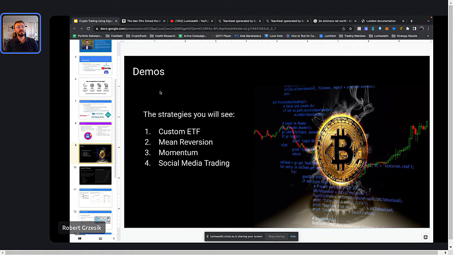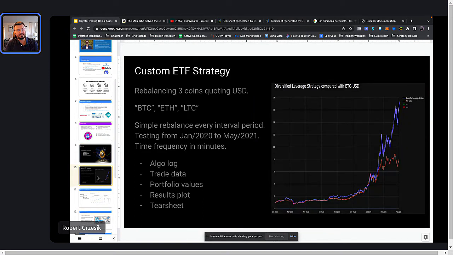But let me talk to you about these 4 strategies, right? So the first one I'm going to go over is this custom ETF strategy. That's what we decided to call it. And basically, it's pretty simple, but simple and effective, right? It's quite a good way to make money.